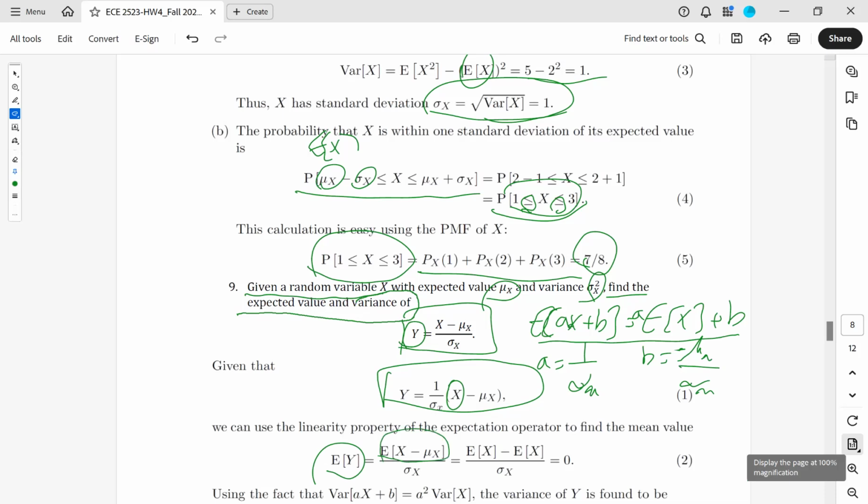If you note here, x minus mu x, if you take the constant out using the formula, you have the expected value of x minus mu x, which is the expected value of x minus mu x. So if you do this, you would find that the expected value of y is going to be 0. Is that clear?